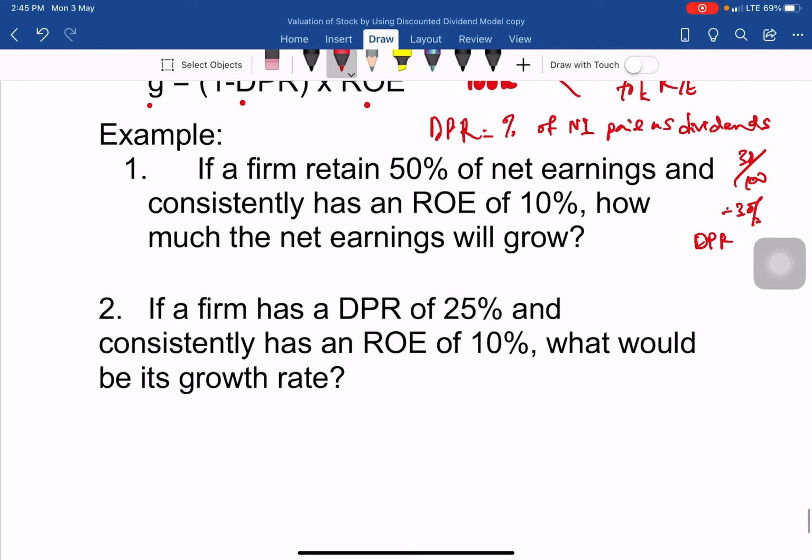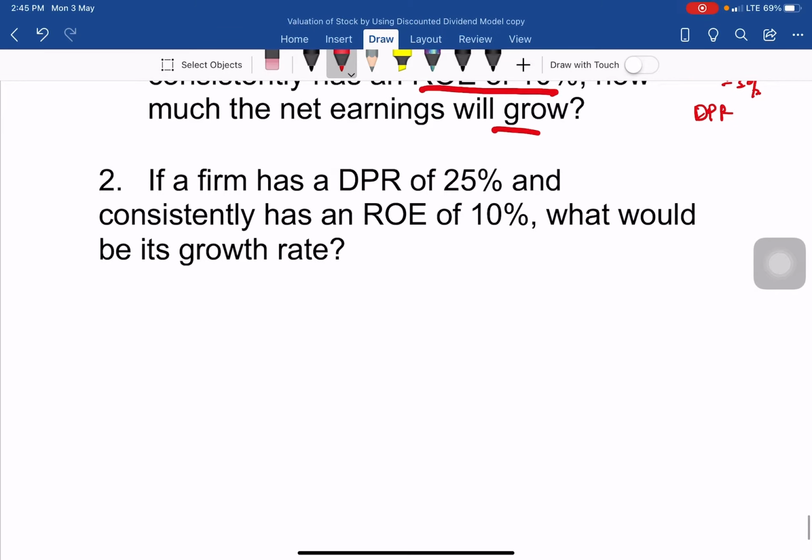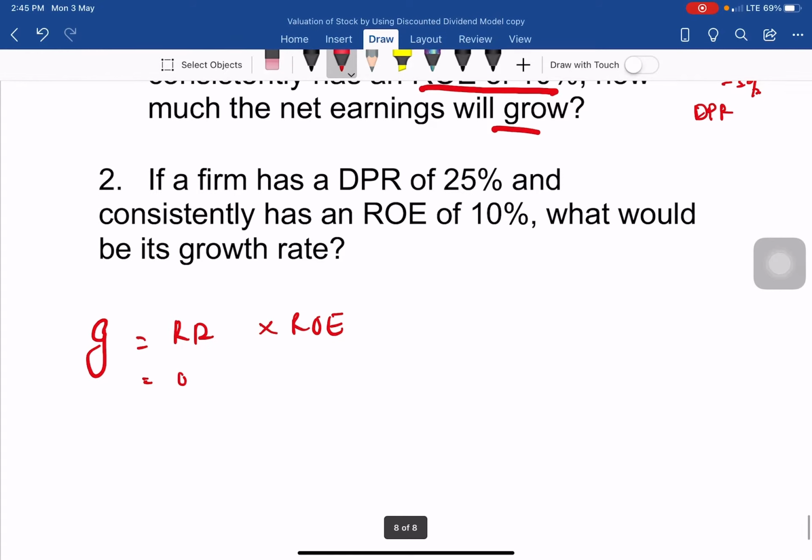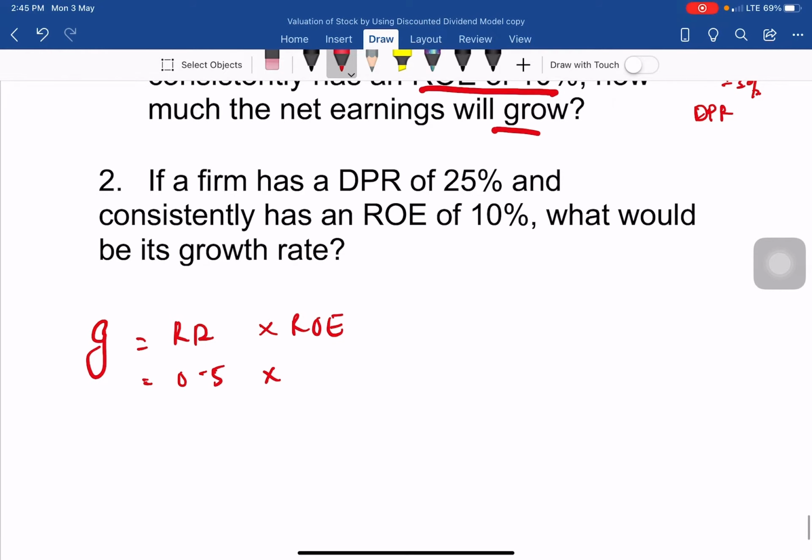Let's look at the example given here. Example 1: if a firm retains 50% retention rate, RR, of net earnings and consistently has an ROE of 10%, how much will the net earnings grow? So they want us to calculate the G of the earnings. Since they give us the retention rate straight away, we can use RR times ROE. The retention is 0.5 times ROE 0.1, so G is 0.05 or 5%.